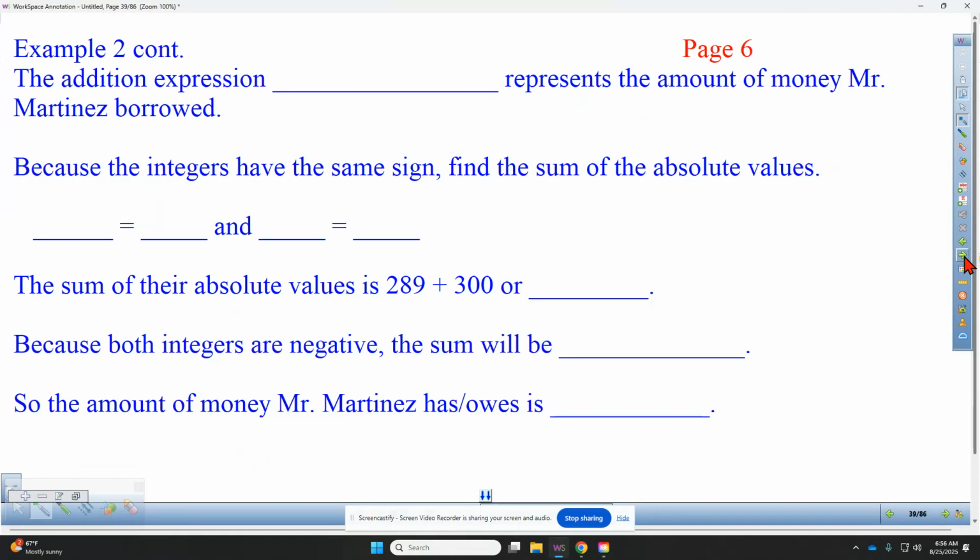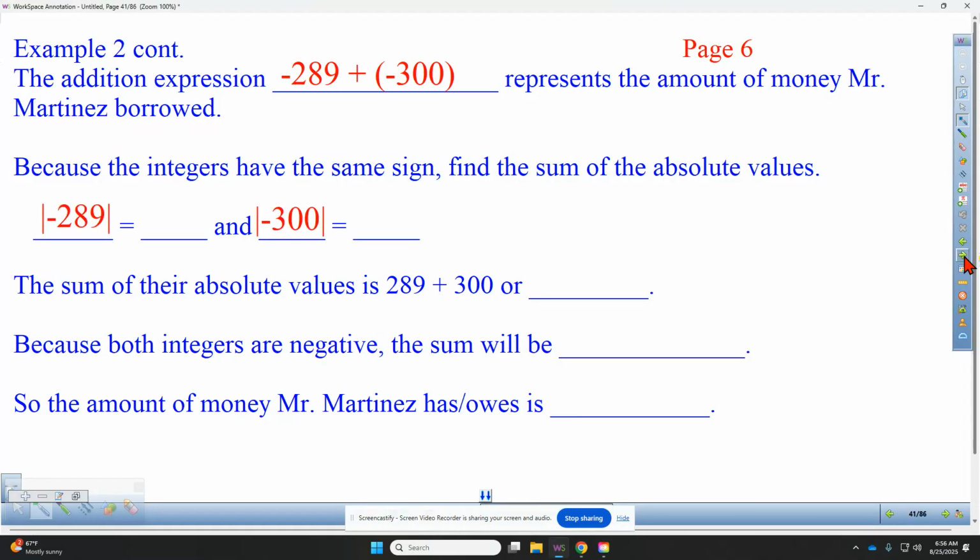So continuing on, we're going to write the expression to represent the total amount of money that Mr. Martinez borrowed. So remember, he borrowed $289 and $300, so we would show that as a negative $289 plus a negative $300. Because the integers both have the same sign, we can add them together. Remember, sum means to add. And remember, absolute value is the distance from zero. So we're going to use the absolute value here of the two numbers.